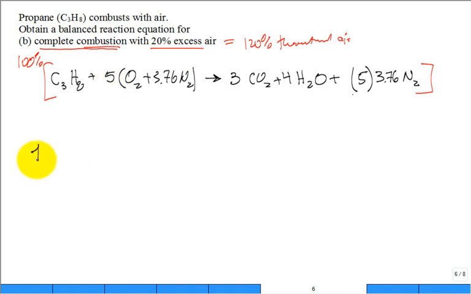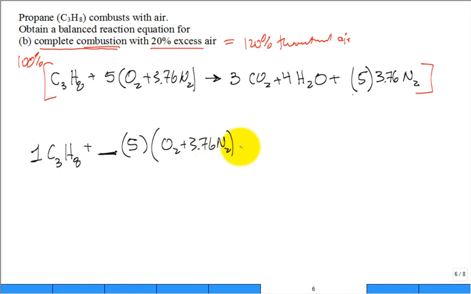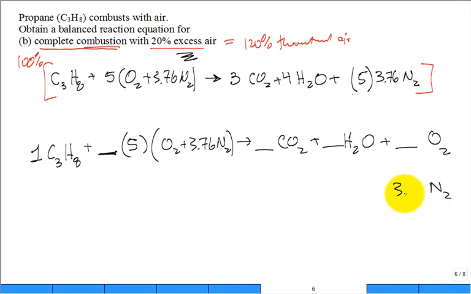Do I want to change the 1 in front of my fuel? Leave it alone. But what we're going to do is put a new coefficient in front of the 5 and in front of the O2 plus 3.76 N2. And you can rebalance the carbon dioxide and the water vapor. Do you think you'll have any unused oxygen if you have excess air? We sure do. And we're still going to have the nitrogen.